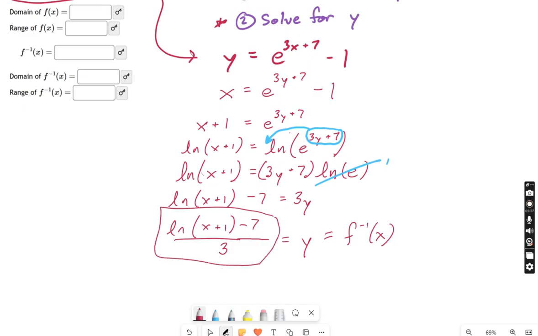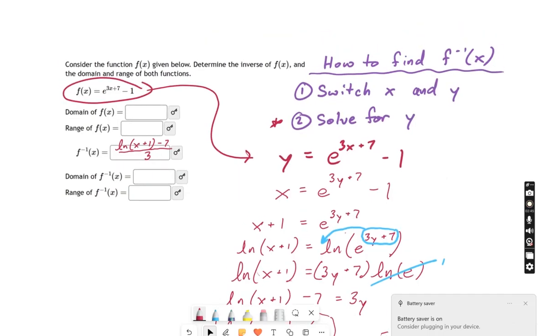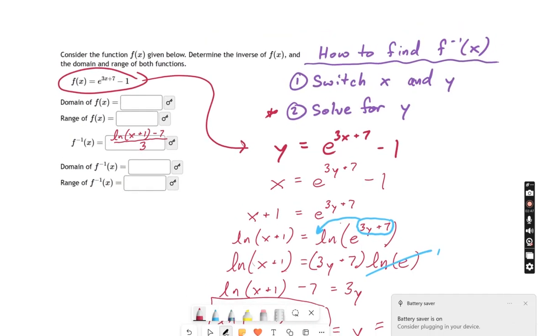You can take this and put this over in this box up here where it's asking you what is the inverse. So I'm going to say the inverse is the natural log of x plus 1 minus 7, all divided by 3. Okay, so that's the major part of this problem. The next part is not as big a deal.